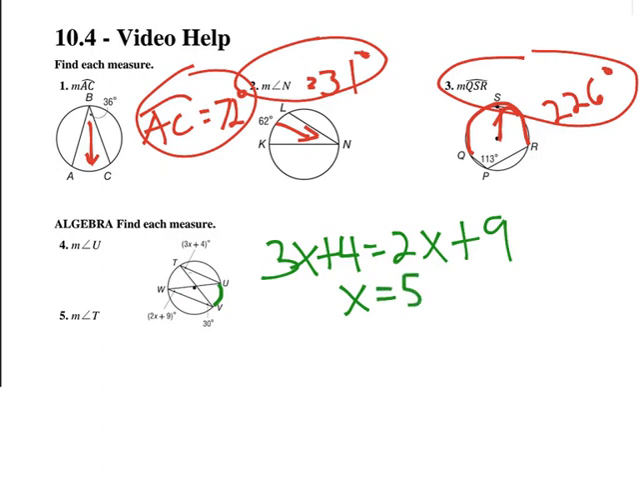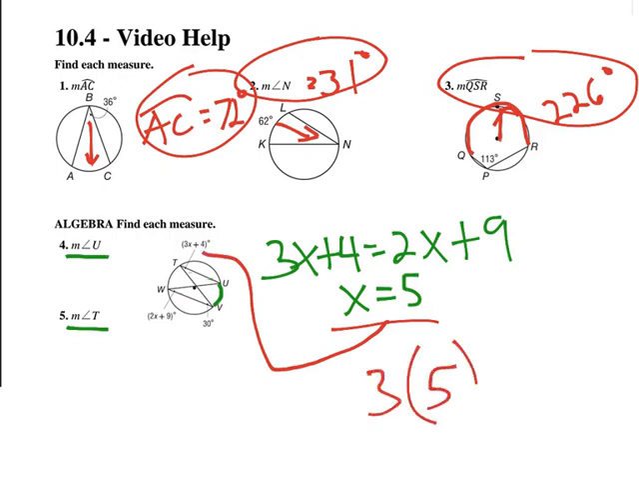Now, the question here asks, what is angle U? What is angle T? Now, angle U is this angle over here. We're not there yet. So I'm going to have to find angle T by plugging this into 3 times 5 plus 4. 3 times 5 is 15, and 15 plus 4 is going to be 19. So angle T has to be 19 degrees. Now, here's the key point. This T is going to be 19 degrees.